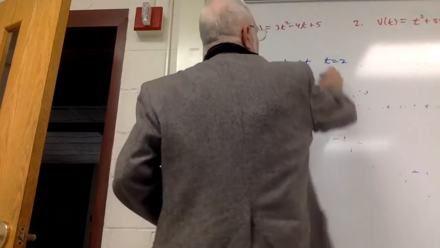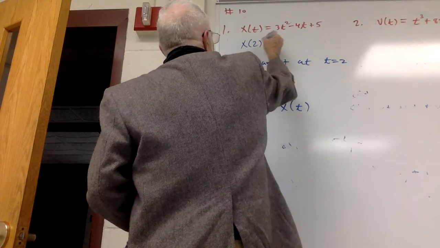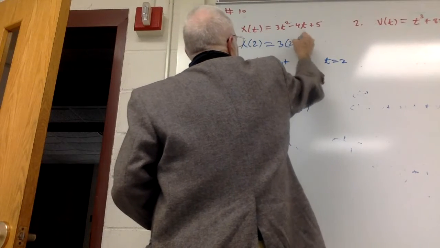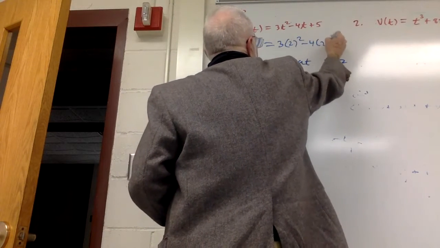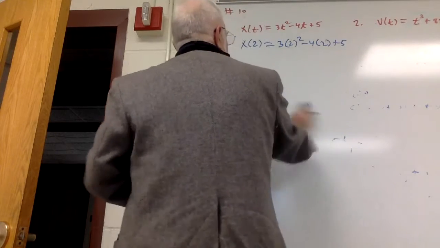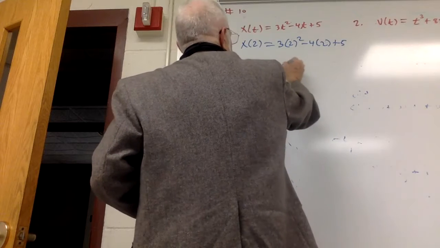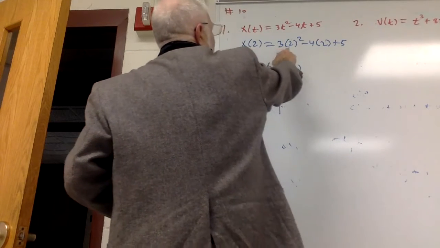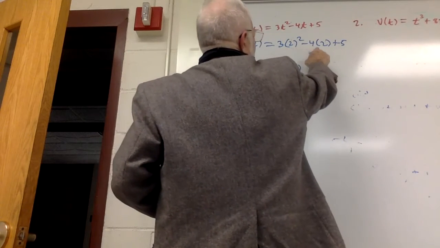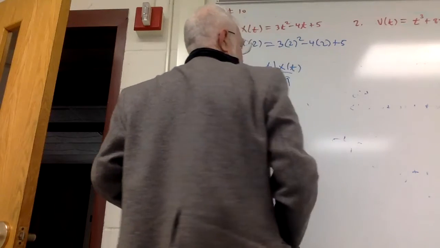All right, so we need a point. The point is x of 2, which is equal to 3 times 2 squared minus 4 times 2 plus 5. So I now know that if I put a t value of 2 into the calculation, it comes out as 12 minus 8 is 4, plus 5 is 9.